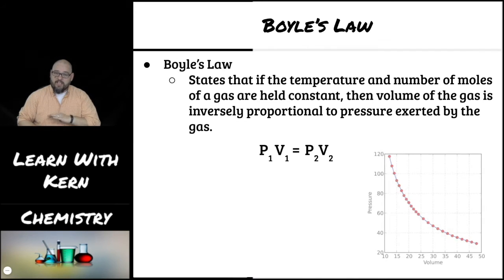Now, a graph of an inverse relationship is going to look like this. It's going to look like a curve. And so you're going to have an asymptote at the zeros, the axes. So you're going to have this downward curve of an inverse relationship. And so this is the graph of Boyle's law and the equation for Boyle's law.